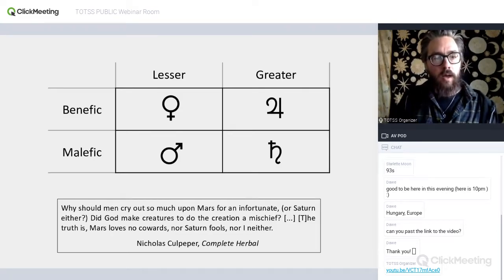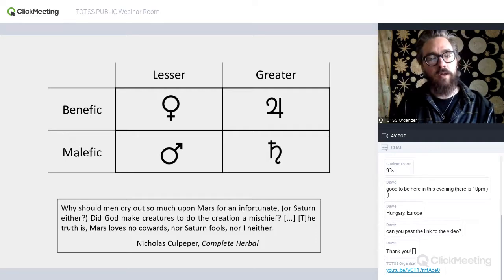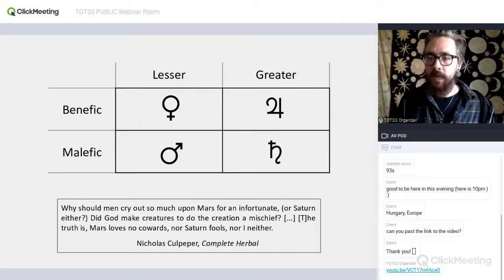All right, so let's talk about benefic and malefic here. First, we can also divide the benefics and malefics into the lesser and greater. So we see that Venus is the lesser benefic, and Mars is the lesser malefic, and then Jupiter is the greater benefic, and Saturn is the greater malefic. And so the words lesser and greater, I think we can really think of in terms of the scale: the lesser planets here are on a more intimate, more personal and smaller scale, and then the greater are on a bigger scale.